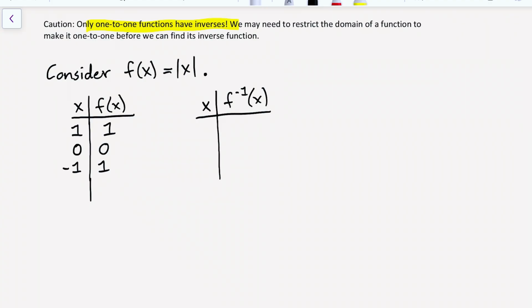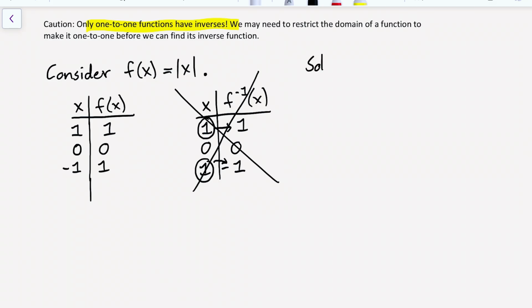Now consider what the inverse function is supposed to do. The inverse function is supposed to switch x and y values. So I should have the point 1, 1, 0, 0, and then from this last row, 1, -1. But if we stop and think about it, this is not even a function, because now I have an input value of 1 that is matching to two different output values. Here 1 matches to 1, and here 1 matches to -1. This does not fit our definition of a function in the first place, so it cannot be an inverse function.